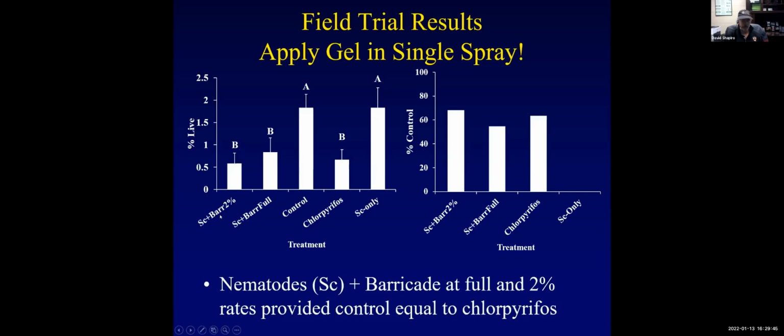So this is the nematode S. carpocapsae, or SC, with the full rate of Barricade or the 2%. You can see chlorpyrifos was the standard against a lot of these borer pests. Of course, that pesticide is going away, but it was the standard at the time. And you can see that the nematodes do just as well as chlorpyrifos with the formulation. Without it, again, the nematodes do poorly. Again, this is percent live insects.